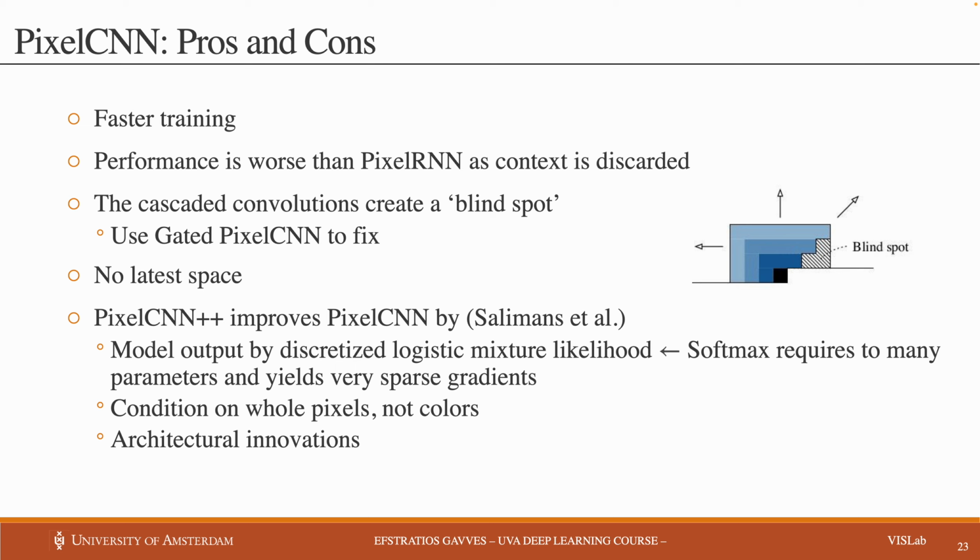So PixelCNN allows for faster training, and performance is a bit worse than PixelRNN because you discard context. You also have the blind spot here with PixelCNNs, but not latent space, as you said. These are the cons. There was PixelCNN++ afterward that improves on top of PixelCNN by making better modeling choices in the neural network. You're modeling the output by a logistic mixture likelihood instead of a categorical distribution.